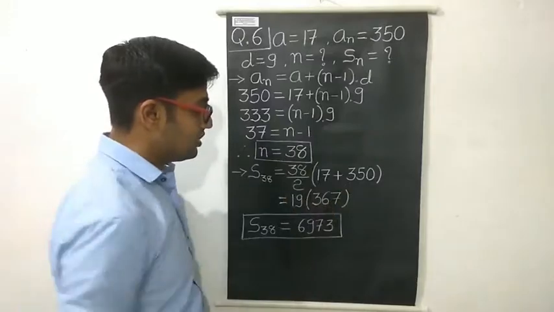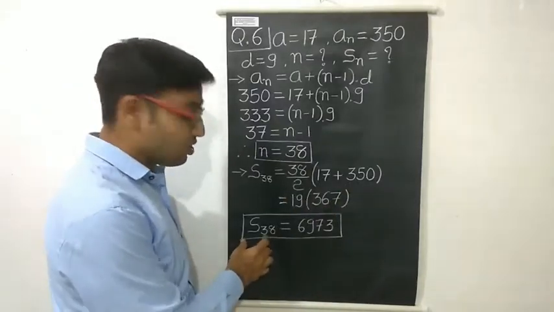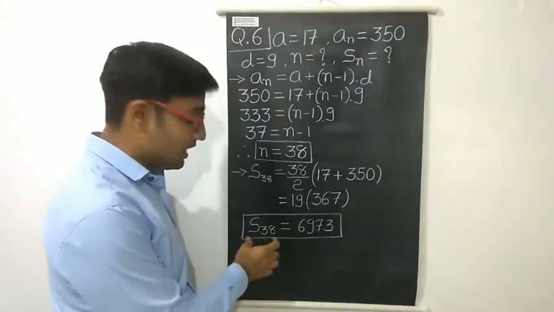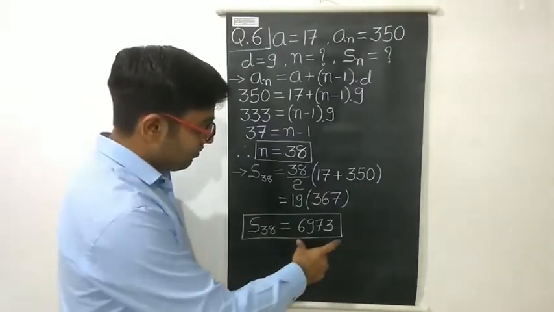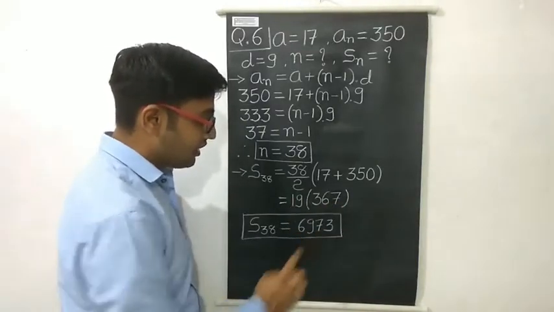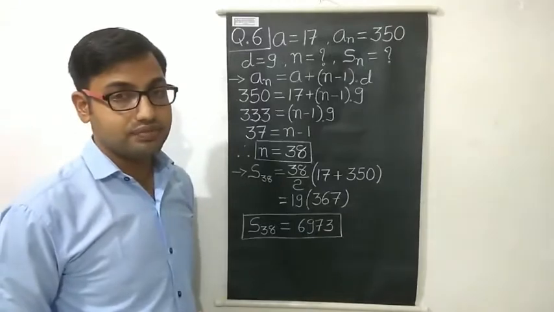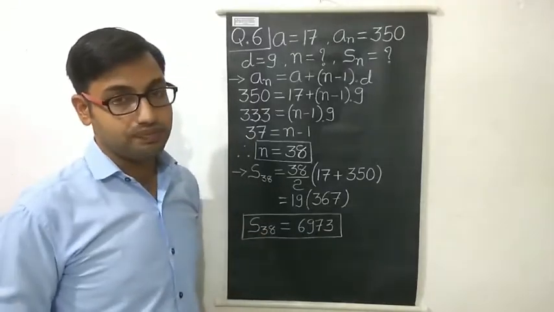The addition of both of these, we get 367. So the sum of the first 38 terms, S38, by multiplying these two, we will get 6973. Okay, so in this way we can solve this type of sum.